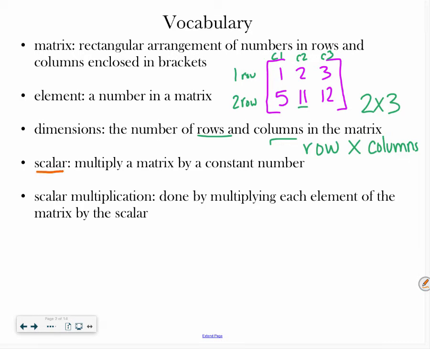A scalar is any number you decide to multiply a matrix by. It's always a constant number. So if I say that this matrix is named A, so matrix A, and I ask, what is 3A? That means you go and multiply every number inside that matrix by 3. Okay, 3 is the scalar, and I just described what scalar multiplication is.